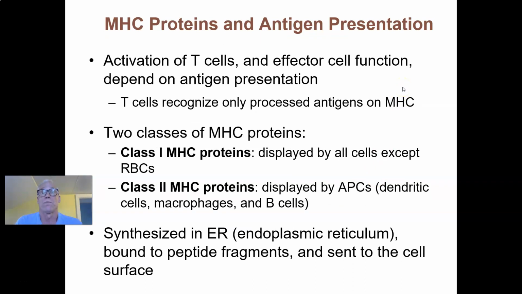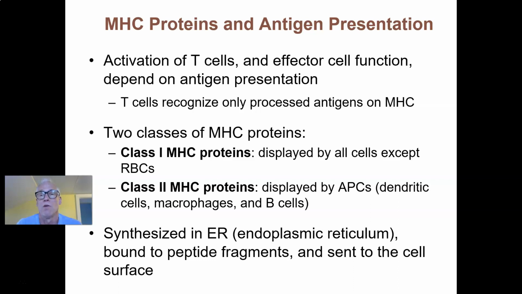Okay. T cell activation and effector function depend on antigen presentation. When we talked about humoral immunity, we saw that B cells, when they encounter their antigen coursing through the fluid in a lymph node, for example, the lymph fluid, the antigen comes in contact with the B cell that recognizes it finally, and we have activation. Well, in this case, the T cells only recognize antigens that are being displayed on the surface of a cell on its MHC complexes. So there's two types of MHC complexes, as we've said before.